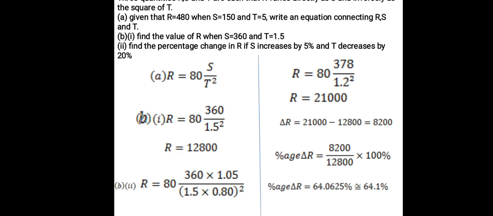Part B, R is equal to 12,800. That's part B1. Part B2, the percentage change is 64.1%.